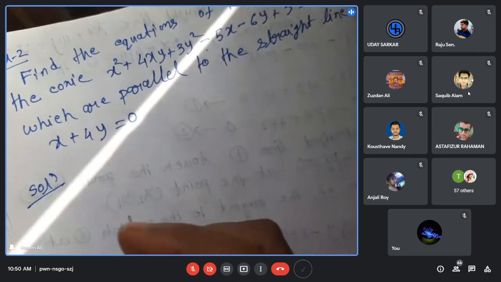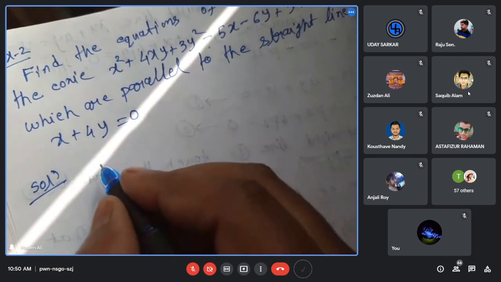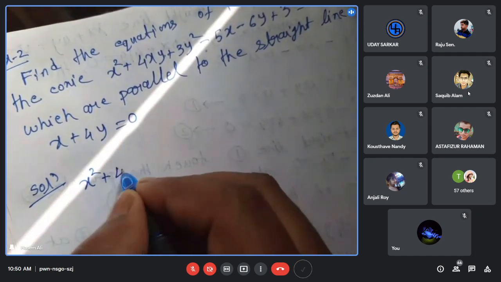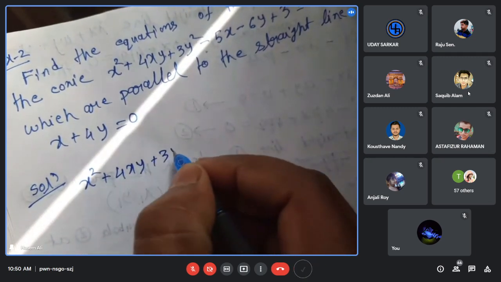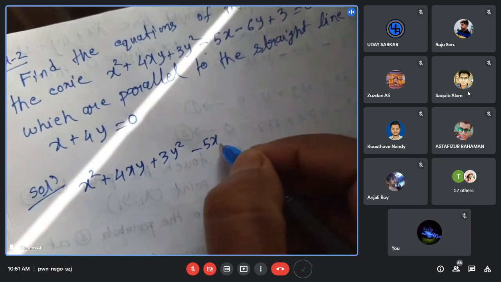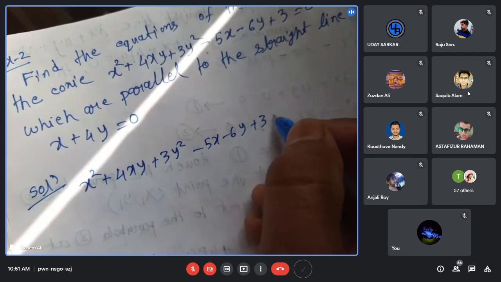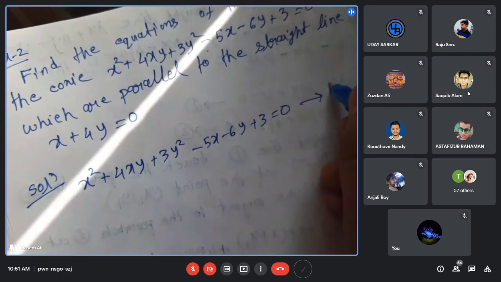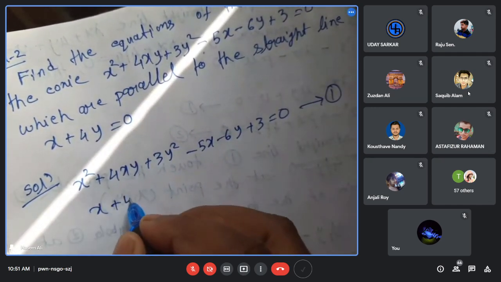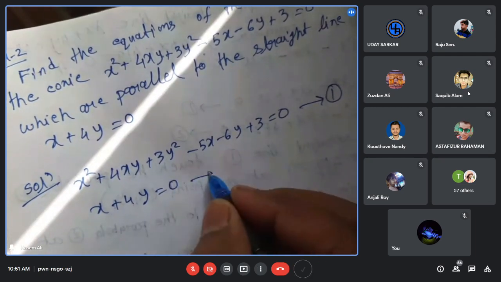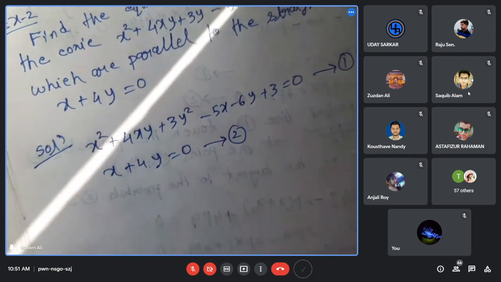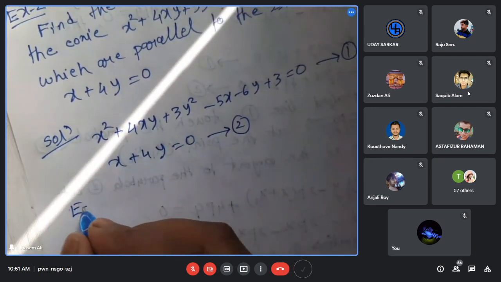Now, let the equation of the conic x square plus 4xy plus 3y square minus 5x minus 6y plus 3 equals to 0 be our equation 1, and x plus 4y equals to 0 be equation 2.